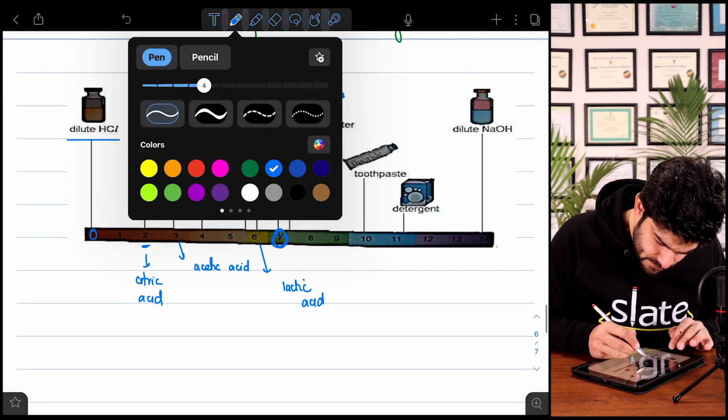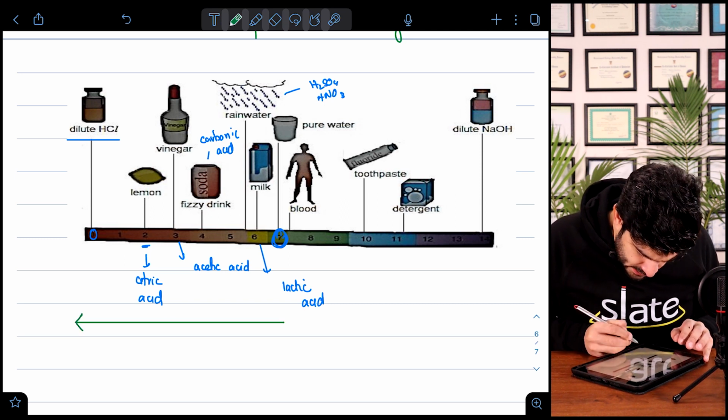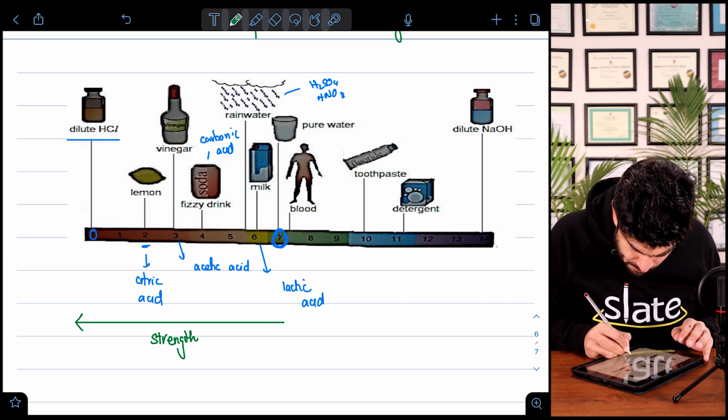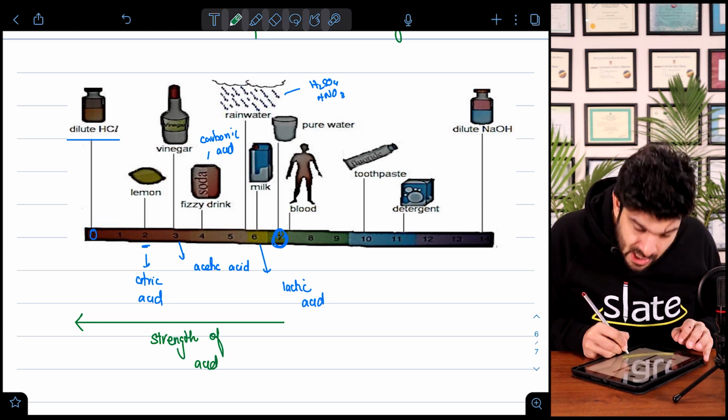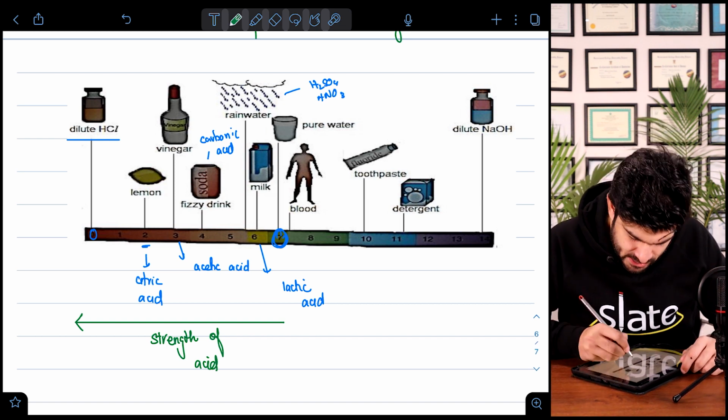So remember, from 7 to 0, the strength of acid increases this way. Lesser the pH, stronger the acid, or more acidic it is.